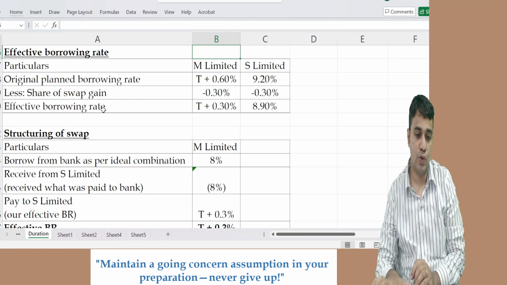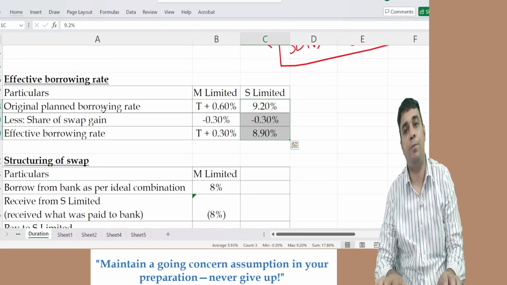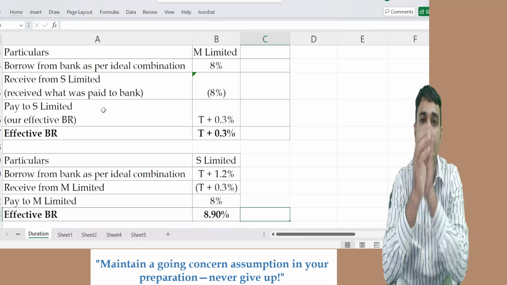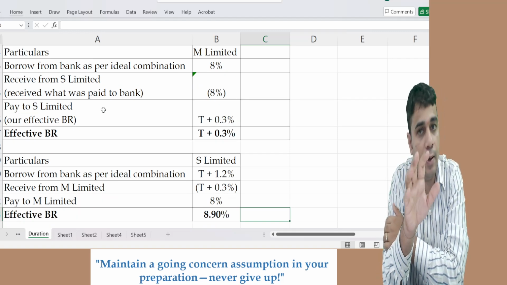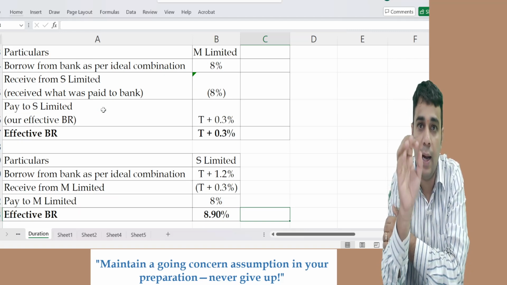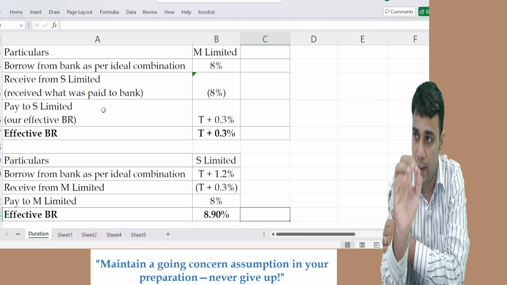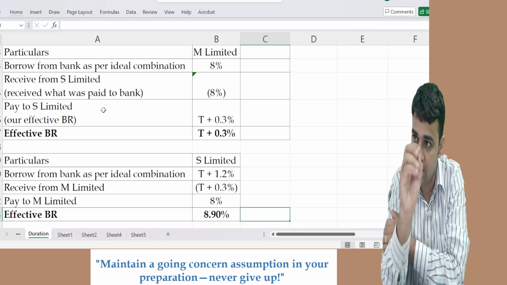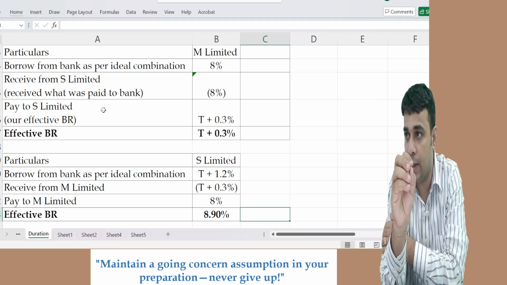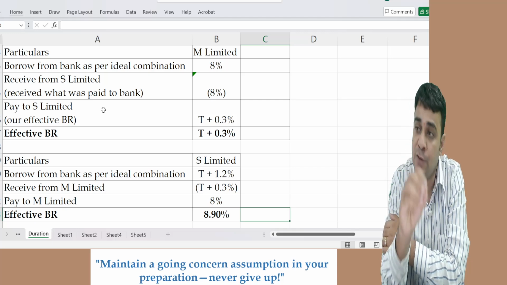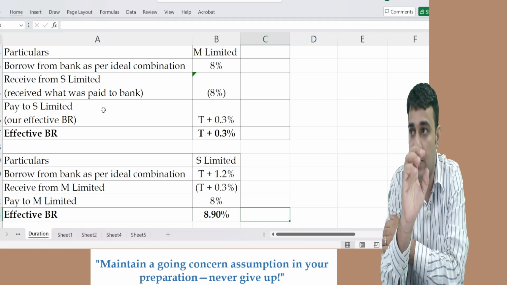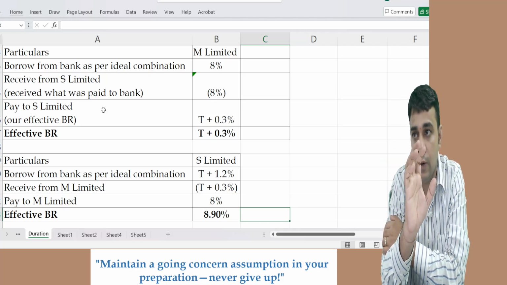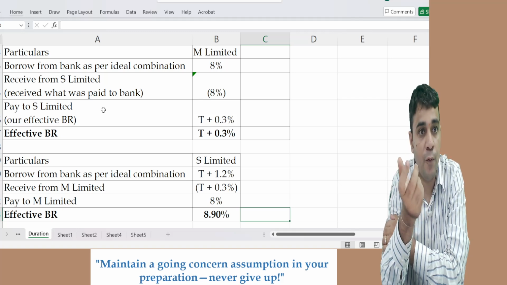Now, you see here, the effective borrowing rate was 8.9. Now I'll explain what we have done here. I tell the companies, you please follow the ideal combination. They are not ready to listen to me. I still tell them, go ahead, follow the ideal combination. I will do a process of swap. In the swap, the fixed rate will become the required floating rate, and the floating rate will become the required fixed rate. What a swap does is it converts fixed into floating, floating into fixed.